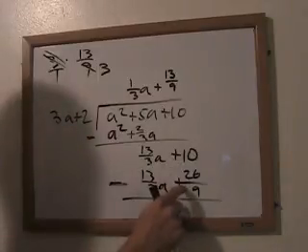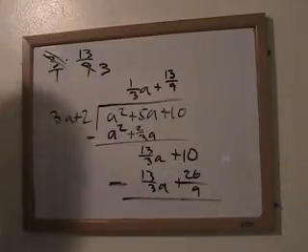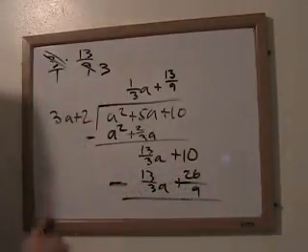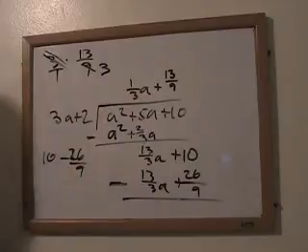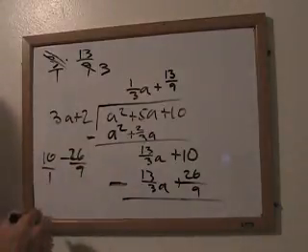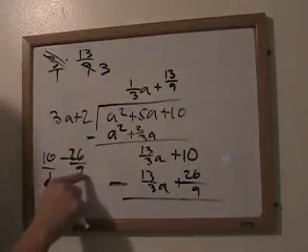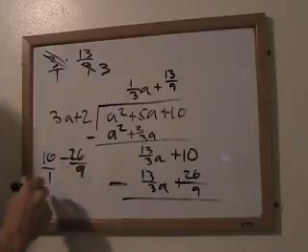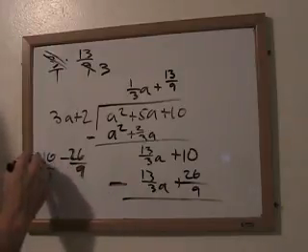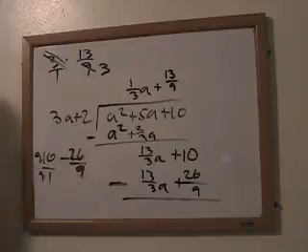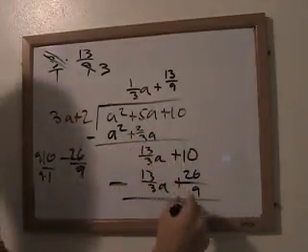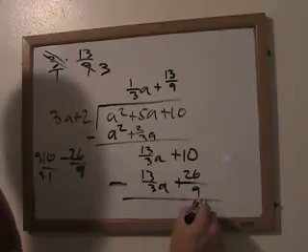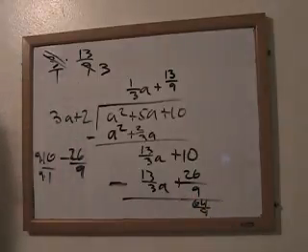10 minus 26/9. Yeah, you got to get common denominators. So 10 minus 26 over 9. Underneath the 10 there's a 1. You need common denominators, so this is a 9. This is a 1, so I have to multiply this by 9, times this by 9. That ends up being 90 minus 26. 90 minus 26, 64. So you get 64 over the common denominator, which was 9.